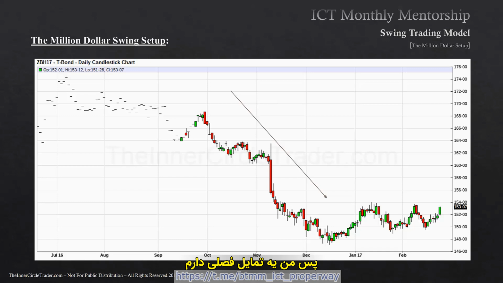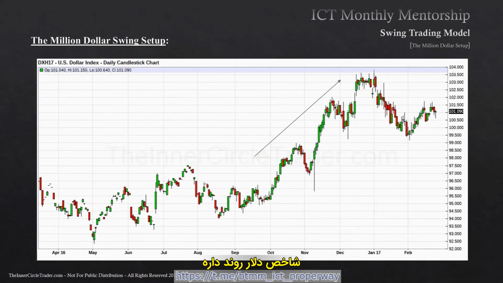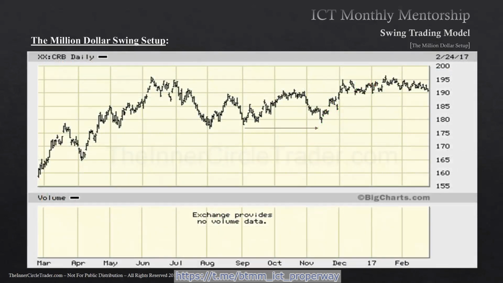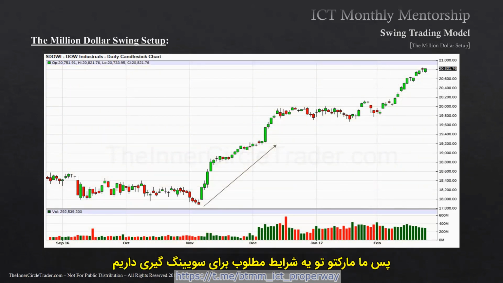So I have a seasonal tendency, and we are checking our major market analysis. The bond markets are trending. The dollar index is trending. The CRB index is flat going into December. And the stock market is trending. So we have the market in a favorable condition for swing trading.